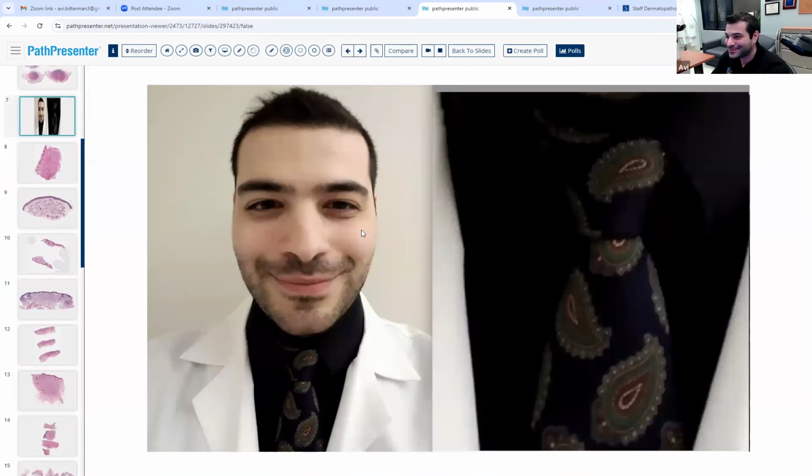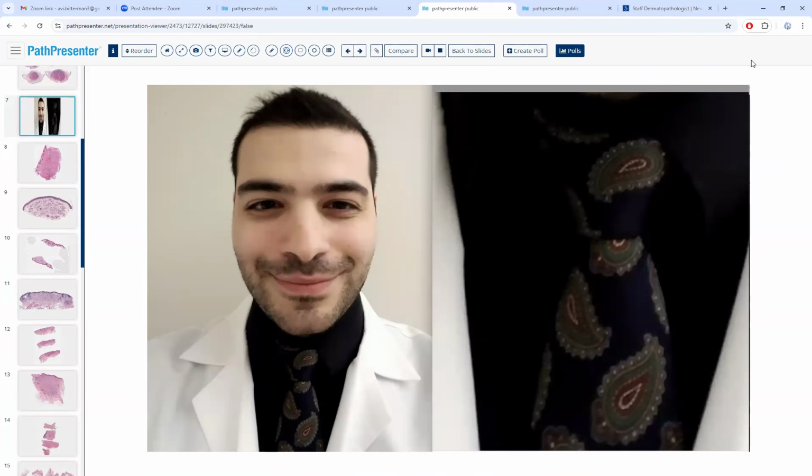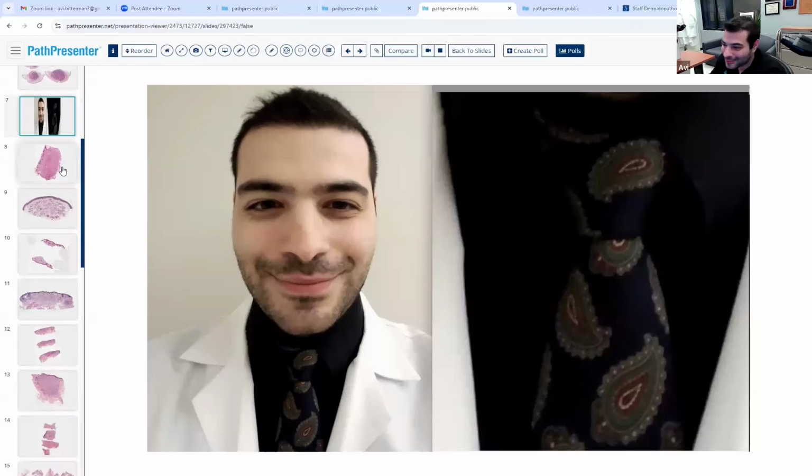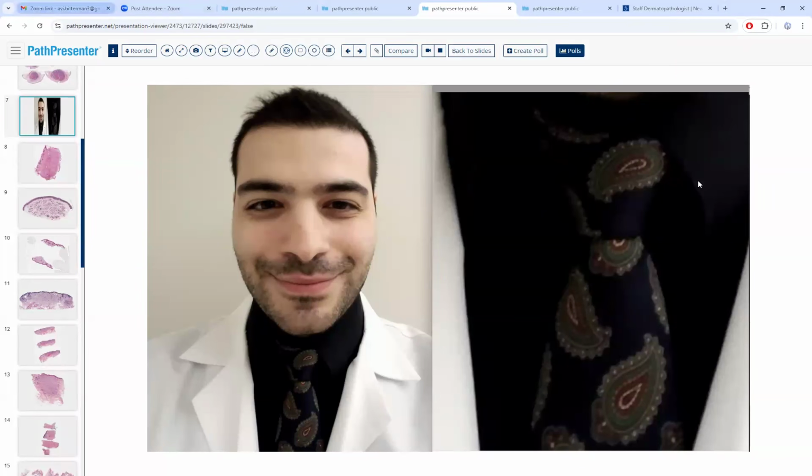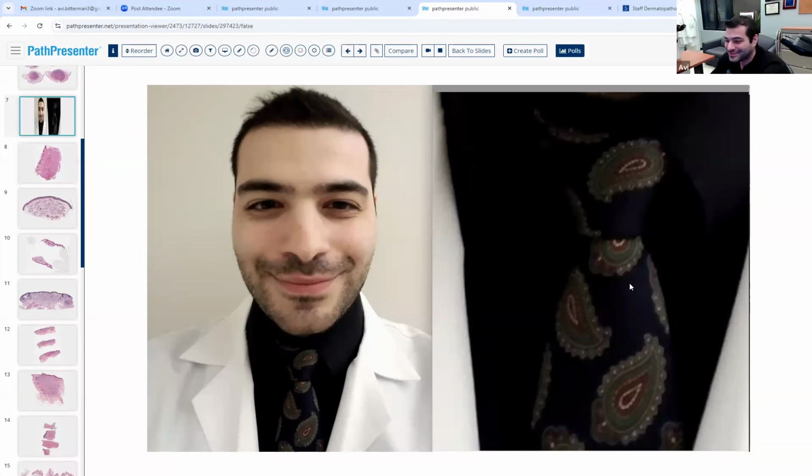What's this? It's a paisley tie. It's actually me, but I am wearing a paisley tie. You're right. Yes, it's a paisley tie. Sorry, objectifying you.